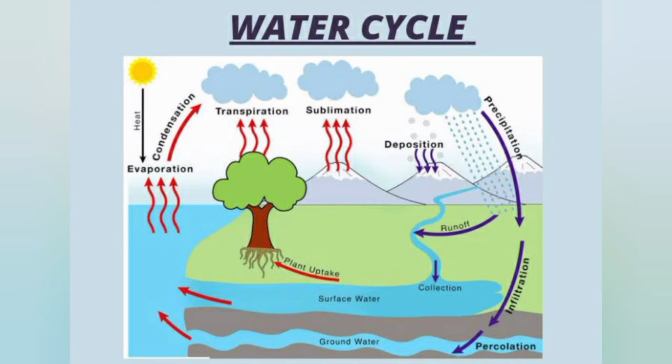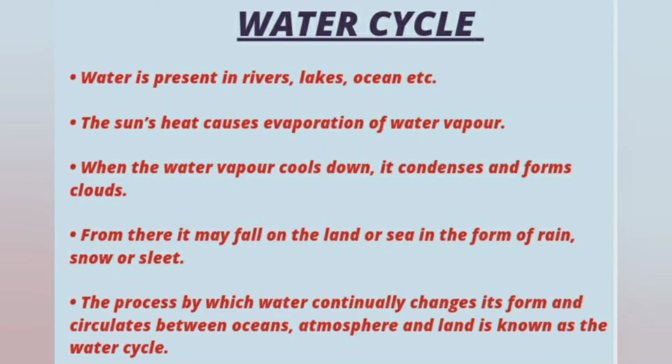Water is present in rivers, lakes, oceans, etc. The sun's heat causes evaporation of water into water vapor. When the water vapor cools down, it condenses and forms clouds. From there, it may fall on land or sea in the form of rain, snow, or sleet. The process by which water continuously changes its forms and circulates between ocean, atmosphere, and land is known as the water cycle.